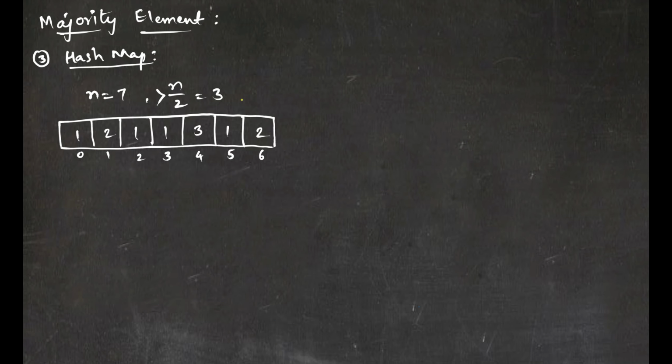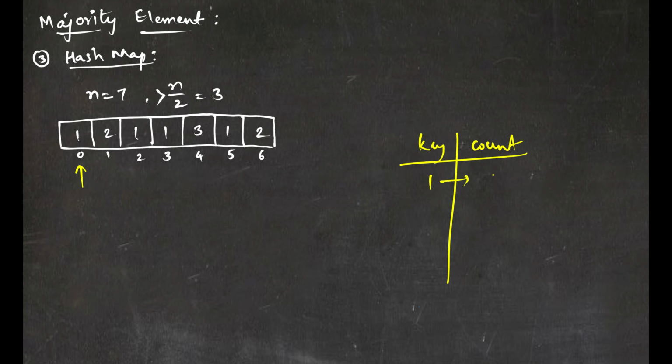My sorting approach is taking O of n log n time. Let's try to reduce it further by using a hash map. So I'll take a hash map which stores my element as a key and the count of it as a value. So let me iterate over the entire array element by element. So first element is 1. Since it doesn't exist in my map, I just insert it with a count of 1. This is the frequency of this element.